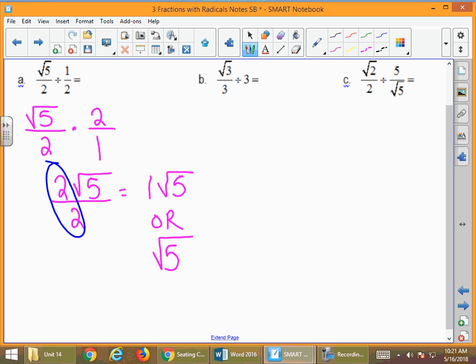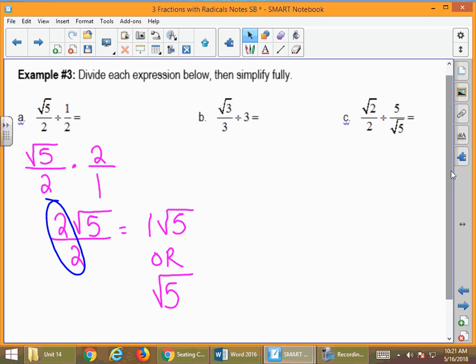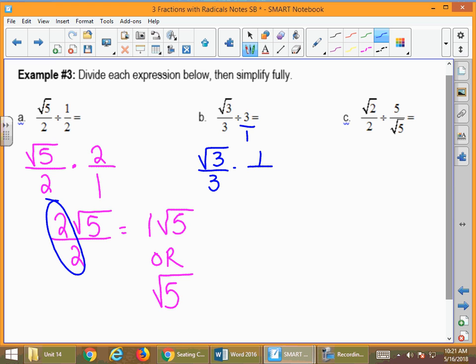Those both mean the same thing. Fine if you write the 1, fine if you don't write the 1. But we do need to simplify. Notice that both those 2's were not in a radical. They were both outside, so to speak. So we can simplify those. Well, the particular concept that we're looking at here in this section is dividing. When dividing, don't ask why, flip the second one to multiply. This is 3 over 1. So it's going to be square root of 3 over 3. Flip the second one and multiply.